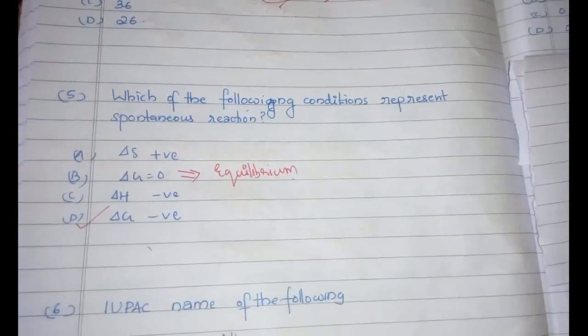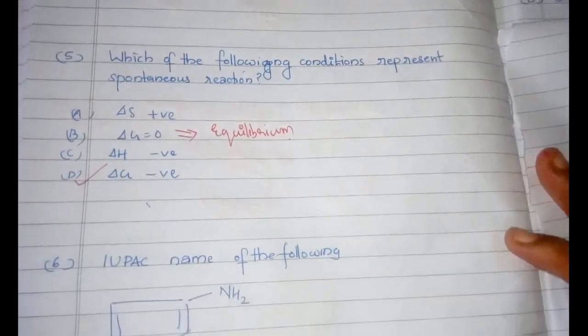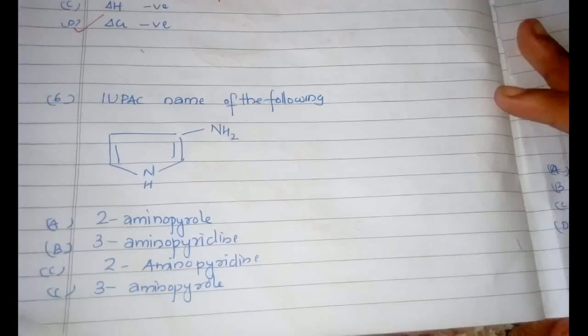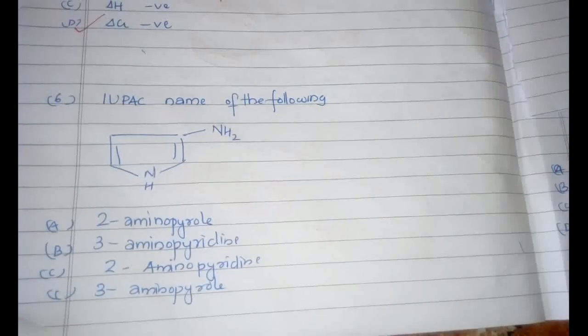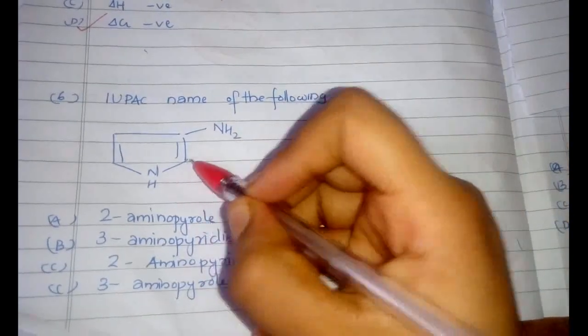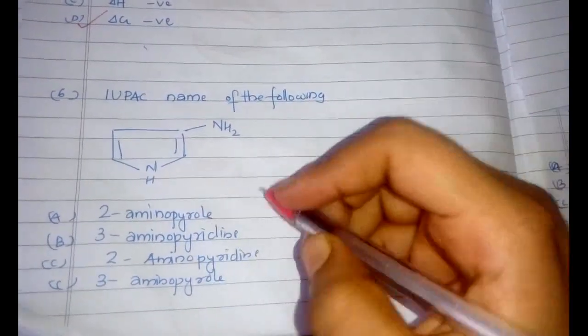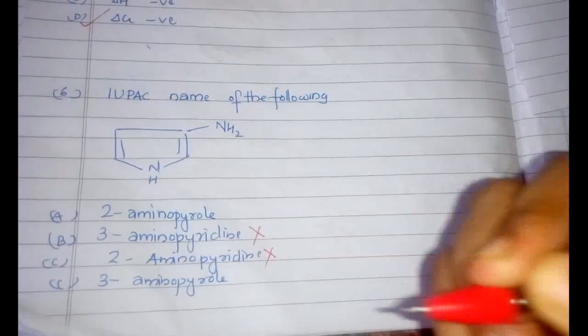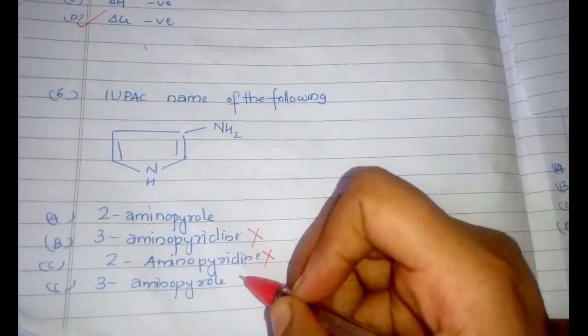Equilibrium, delta G should be 0. So that's also done. Now the next question. Next question is the IUPAC name of a heterocyclic compound. What is this compound? This is not pyridine. This is pyrrole. So our option B and option C will not be correct because both those are pyridine.